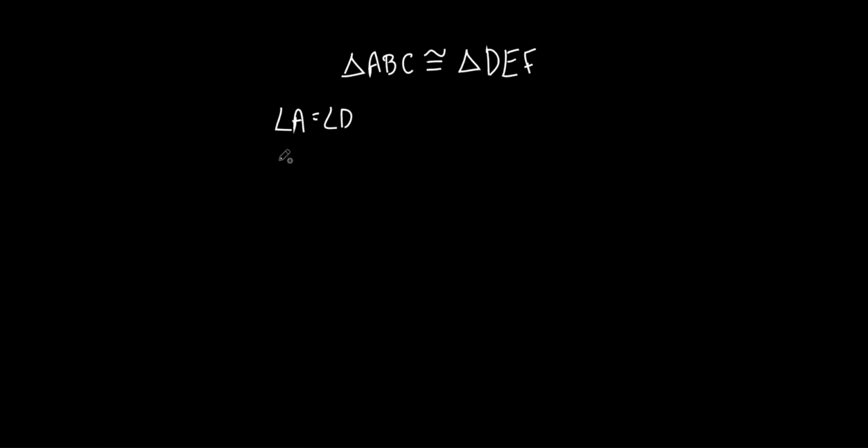Let's list the other things that are equal. What else is equal? Angle B must equal what? Angle E. And then what else? Angle C must equal angle F. Everybody see that? Just from this congruent statement. We call this a congruent statement. Just from that, you should know which ones are equal. That's why it's important to put it in the correct order, because if you don't, you have no idea by looking at the statement which angle is equal to what.